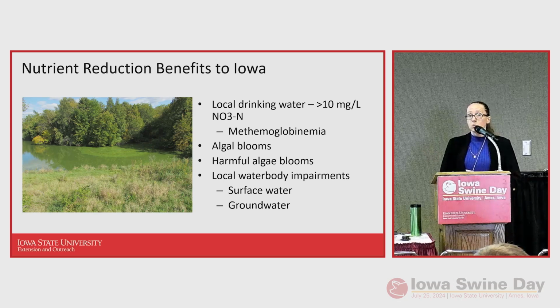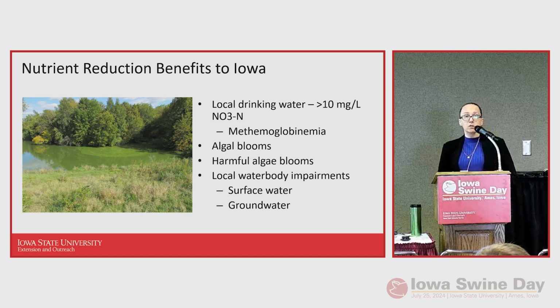In Iowa, we also do see a fair number of algal blooms in our lakes and reservoirs. This can affect the local economy. Less boating, less fishing, less people wanting to swim in that water. It means less people coming to the area and spending money there.